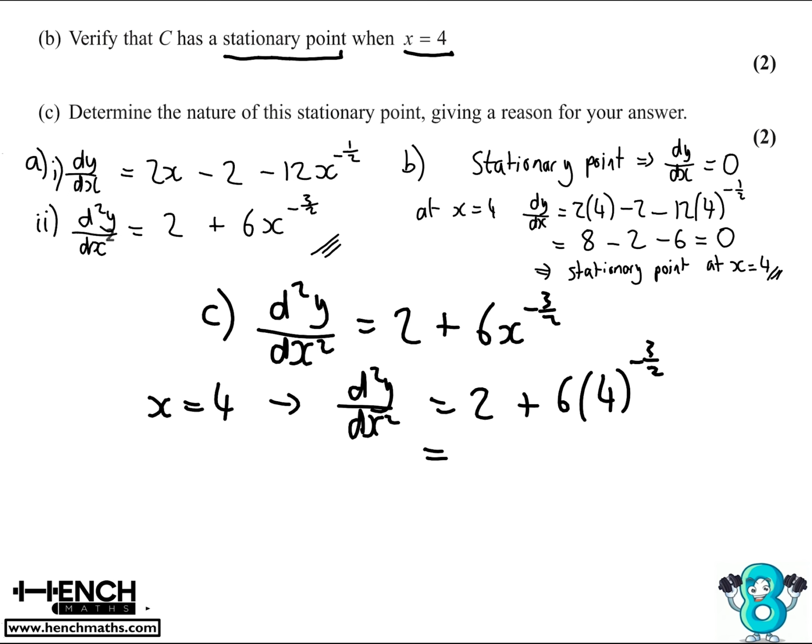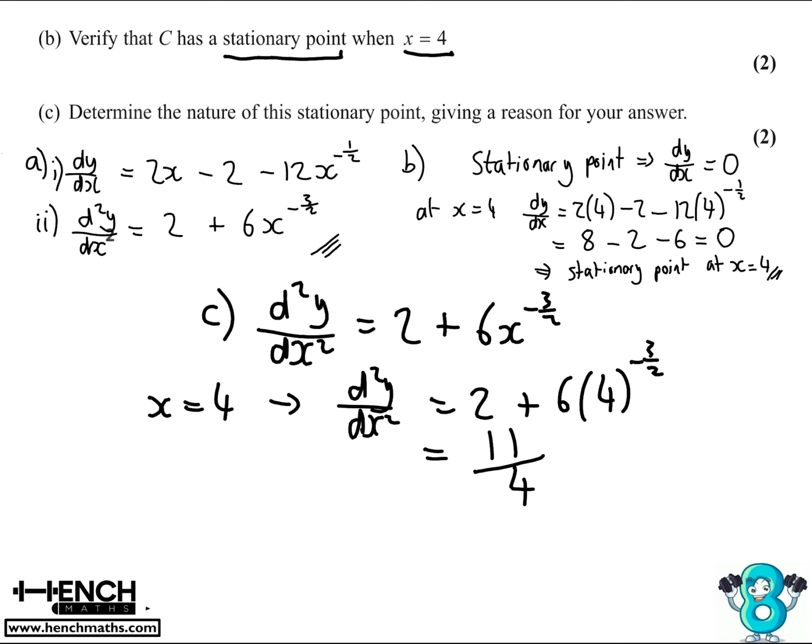So 4 to the power of negative 3 over 2. So 4 to the power of 3 over 2. So square root of 4 cubed. So 8. This will be 1 over 8. So this makes 6 over 8, which is 3 quarters. 2 plus 3 quarters is equal to 11 over 4.